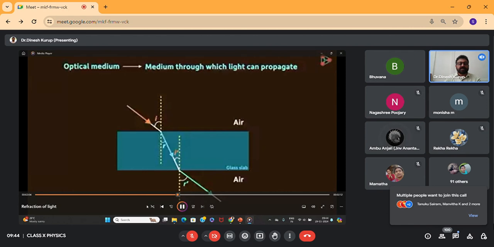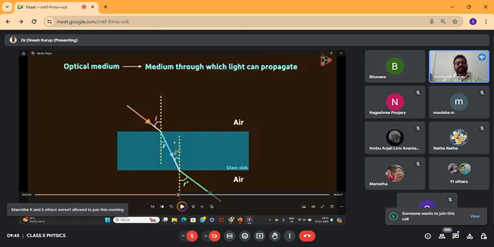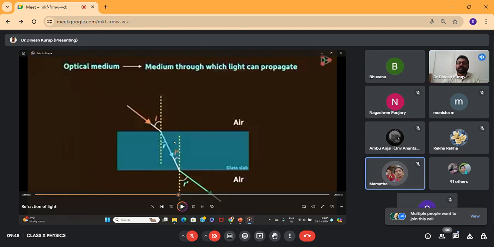Question I left you with. This one, isn't it? Yeah, it is coming into one medium, that is a rarer to denser. If it is entering from a rarer medium to denser medium, that is optically less density to optically more density, it will come towards the normal. And if it is from optically higher density to optically lower density, it will move away from the normal. Okay, clear? Thank you, sir.